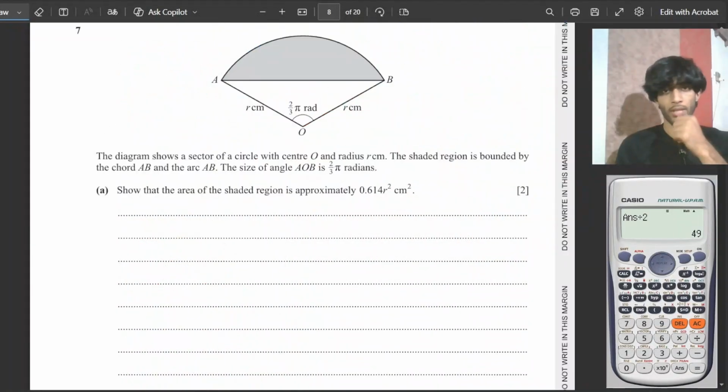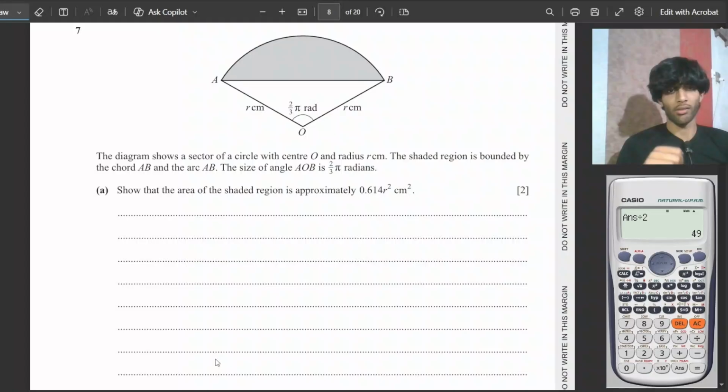So we're doing question number 7 right now, and this is an arc length problem. It says the diagram shows a sector of a circle with a center O and a radius r. The shaded region is bounded by the chord AB. So what is a chord? A chord is basically a line. You can see A and B are connected by a horizontal line, and the arc AB. So they're saying that the shaded region is basically an arc AB and then a chord AB, and the shaded region is trapped between those two geometries.